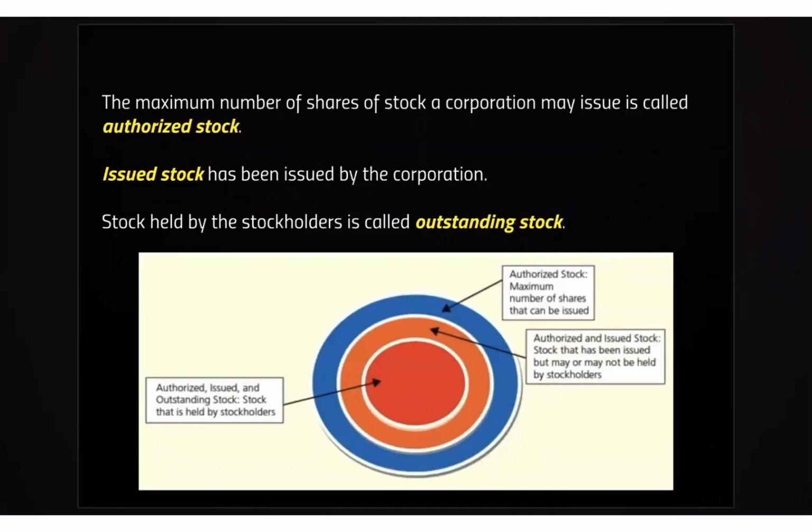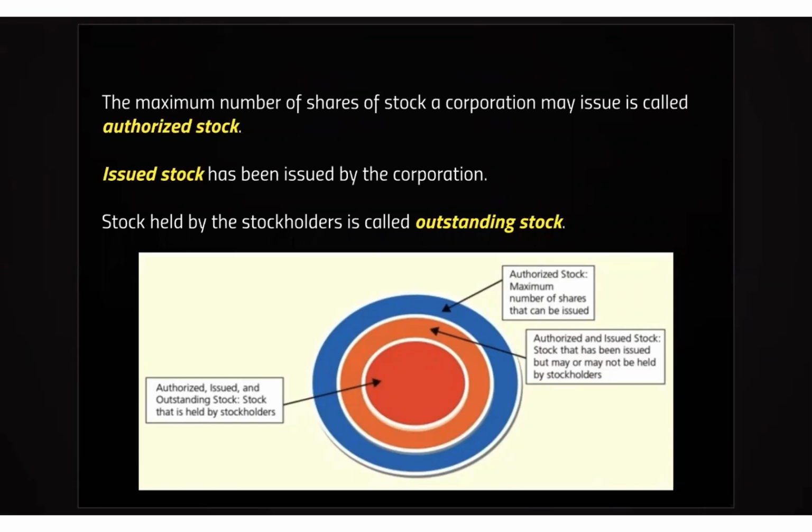Let's discuss the graph, which is on the slide now. The maximum number of shares of stock a corporation may issue is called authorized stock. It is stipulated by the main document in the company. In Russian, we call it Ustav. And this is the number of shares which was defined at the beginning of the business, at the very start of the business. Issued stock has been issued by the corporation. And normally we can see the shares which are traded in different stock exchanges. This is issued stock. Stock held by the stockholders is called outstanding stock. So the outstanding stock, these are shares which could be bought by you, by me, by different companies, funds, etc. So this is outstanding stock.